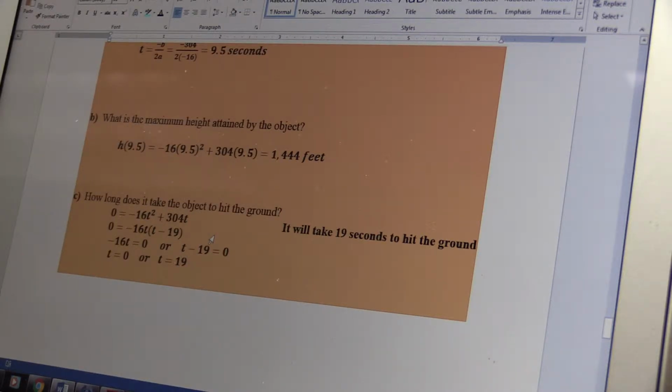So then part C, how long does it take the object to hit the ground? Well, now I'm asking you, when's it going to land back on the ground? This is the same question we had in chapter 11 or the previous test. And so I would just set the height equal to 0, and then I would factor and solve. It would actually take 19 seconds to hit the ground, since I expected t equals 0 to be a solution to this equation, but I'm not asking you when it was fired. So how long will it take to land back on the ground? It's going to take 19 seconds. So the second answer is the one I'd be looking for.